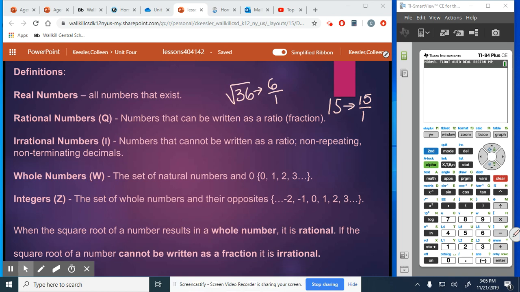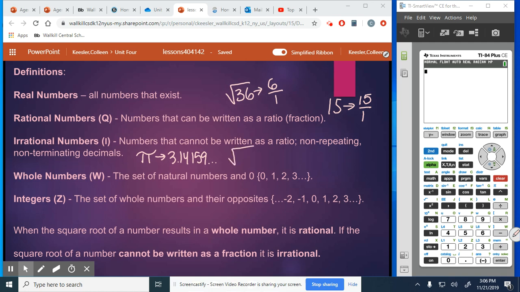Irrational numbers are numbers that cannot be written as a ratio. Those are non-repeating, non-terminating decimals. And the most famous irrational number is pi, and that's that non-repeating, non-terminating decimal that goes on and on forever. We know it as 3.14159 dot dot dot. So that's irrational. And also very common irrational numbers are square roots of non-perfect squares.